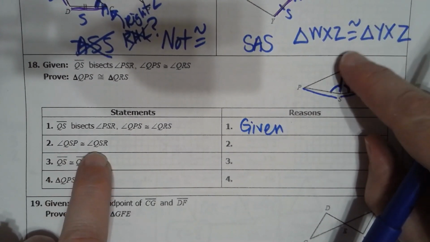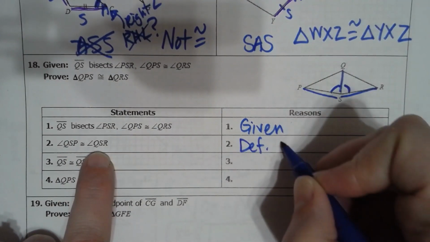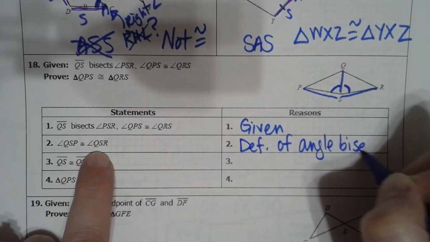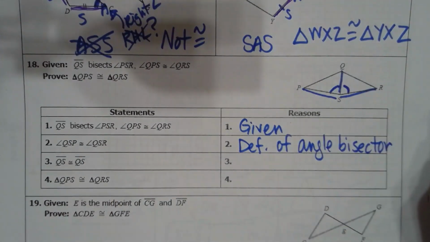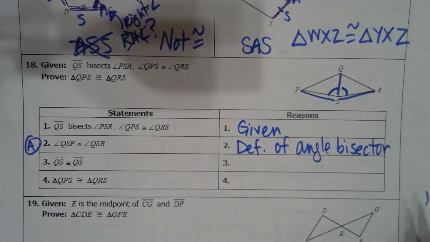QSP, which is this angle on the left, is congruent to QSR, because that's the definition of angle bisector. An angle bisector cuts an angle into two equal pieces. So that gives us one angle.